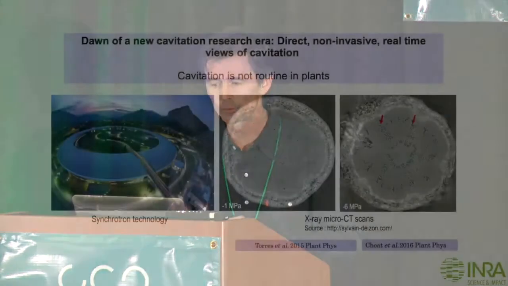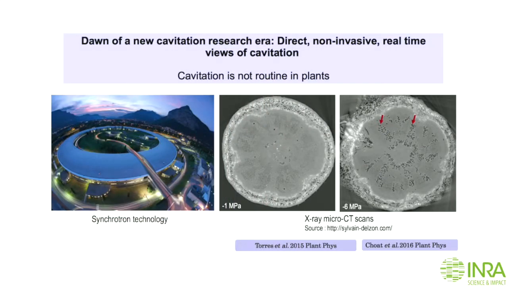You see a stem section of oak under 10 bar, so that's the middle picture, and you see that most of the picture is in the grayish tone. The black dots are actually dots where you see air bubbles. And you have to wait until you reach minus 60 bars to see a more significant presence of air bubbles. So that's cavitation. That's how we can study vine resilience to cavitation.